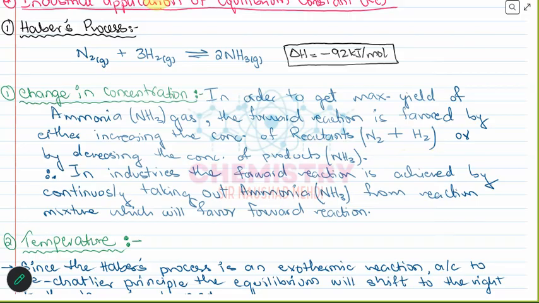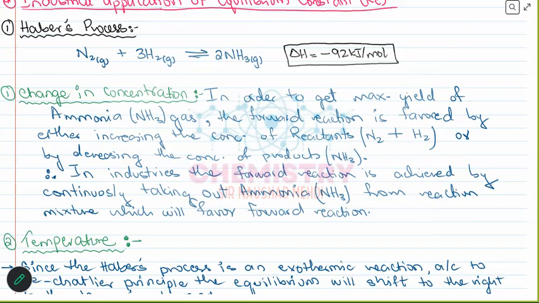Understood? Yes or no? So either you add more and more reactants. If you add more and more reactants, it will take the reaction in the forward direction. You will get more and more ammonia gas. The second way is that whatever ammonia gas is produced, you continuously withdraw, you continuously take out that ammonia gas from the system. And when you continuously withdraw that ammonia gas from the system, the concentration of product will decrease as well. And when the concentration of product decreases, it will favor the forward direction and it will produce more ammonia gas. Understood? Yes or no?